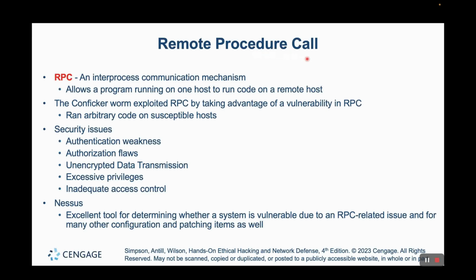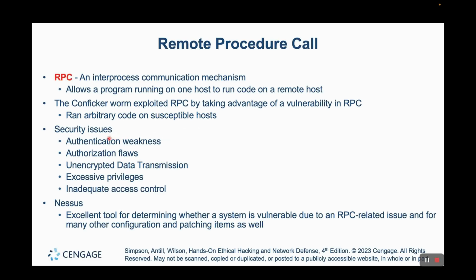Now let's look at remote procedure calls. RPC serves basically as a base for distributed computing, enabling communication between different processes running on different systems. There are some issues involved with this, though. A long time ago, the Conficker worm exploited RPC by taking advantage of a vulnerability in RPC itself. Imagine what that means. It means that you could access the target system remotely.